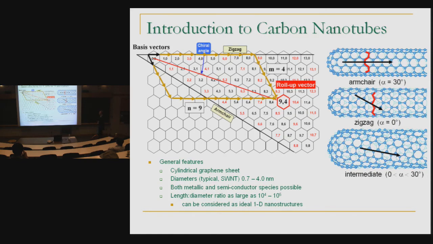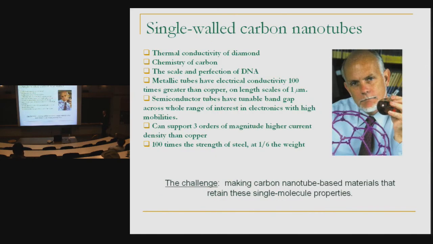So single wall carbon nanotubes typically are a few nanometers down to about 1 nanometer in diameter, or even less, and have different properties, which actually is based on this chiral angle. So why are we interested in single wall carbon nanotubes in the first place?